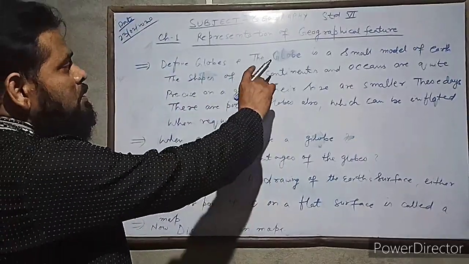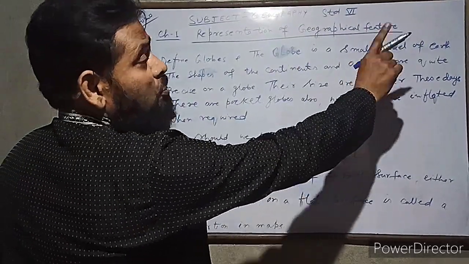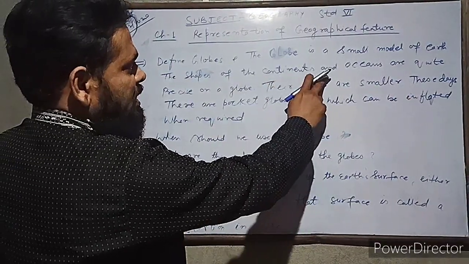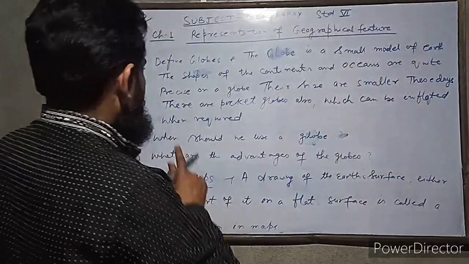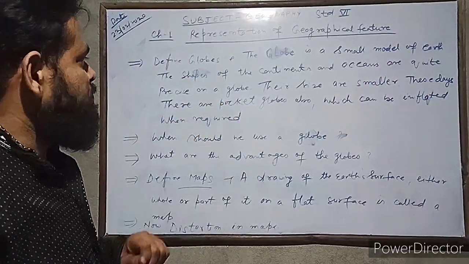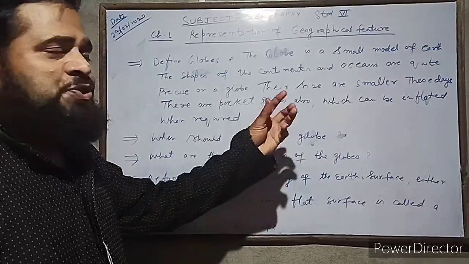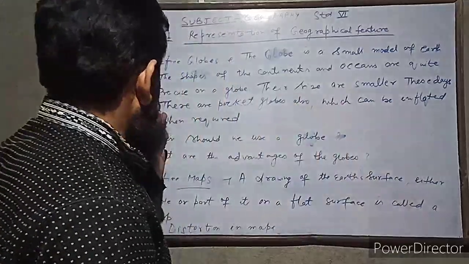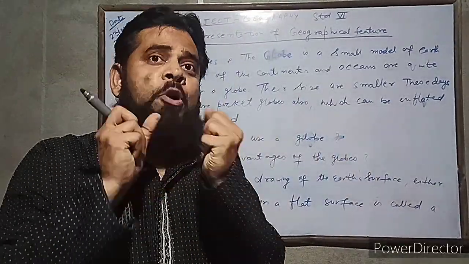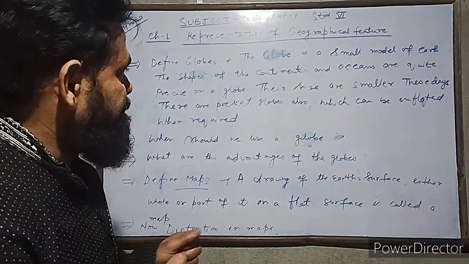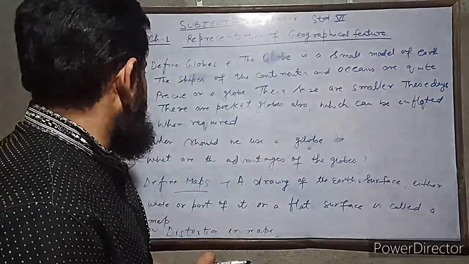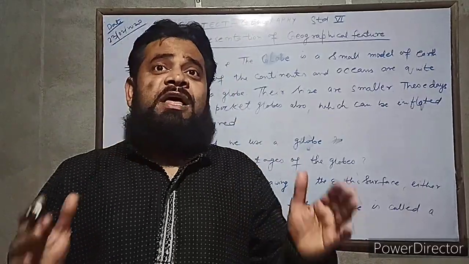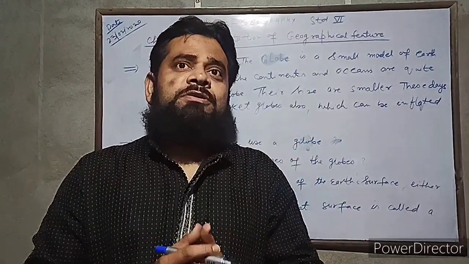The globe is a small model of the Earth. The shapes of the continents and oceans are quite precise on a globe. Their size is smaller. But nowadays, pocket globes are also available, which can be inflated when required. So, a globe is a spherical model of the Earth.